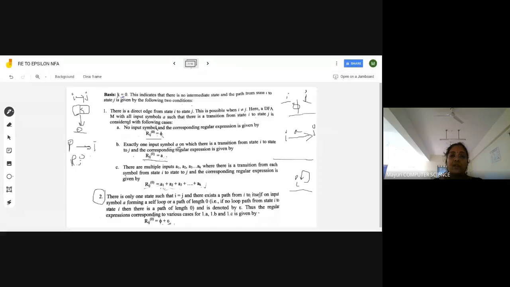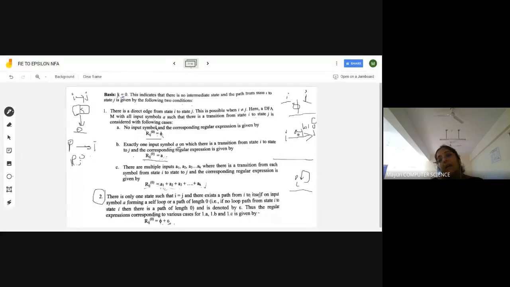So point number 1 is that you had a direct edge where there is no input, that is called phi. You had an input, that is called a. And there are multiple inputs possible when you go from I to J. What does it mean? a, b, correct? From I to J I will travel on c also. Multiple inputs are possible.